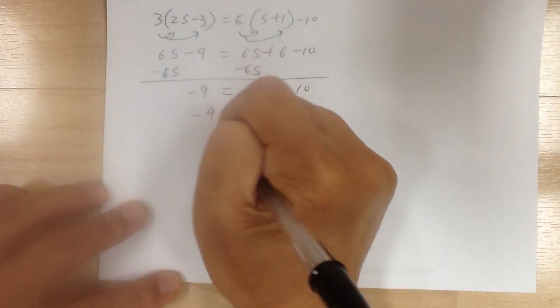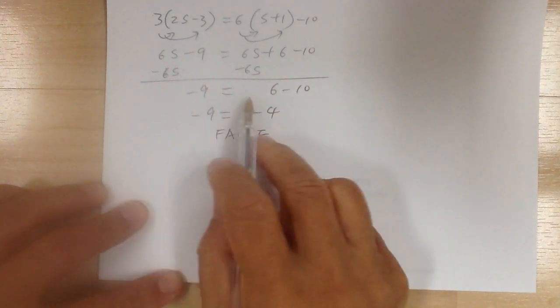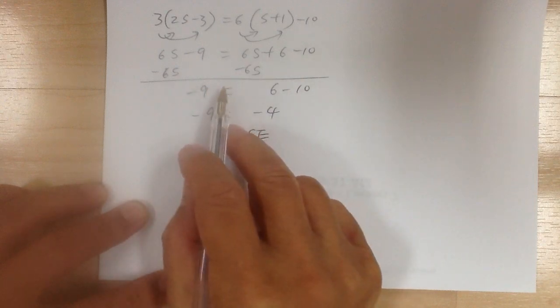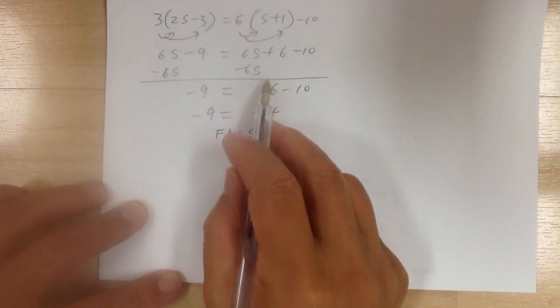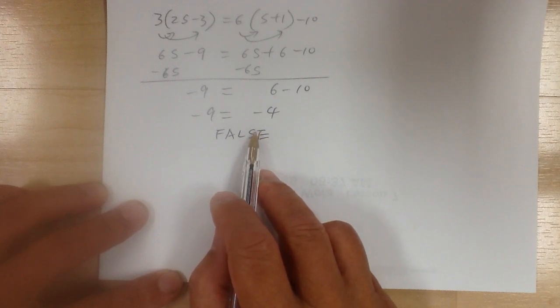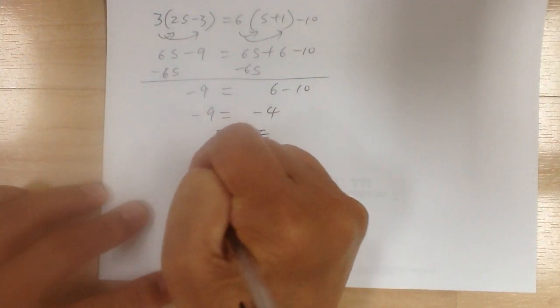So this is false. Notice there's no variable. If there's no variable, it means the variable can be any number. So for any number, it's always going to be false. Therefore there is no solution, or the empty set. In this case, it would be no solution.